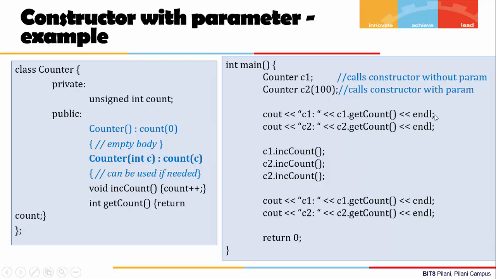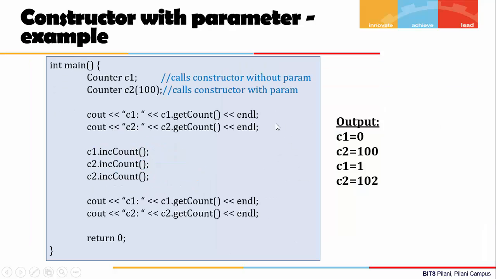So it prints likewise. So what will be the output in this one? First it will print 0. C2 is initialized to 100. Then C1 is incremented once, so it becomes 1. And C2 is incremented 2 times, so it becomes 102. So this is the output when we use a constructor with parameters.